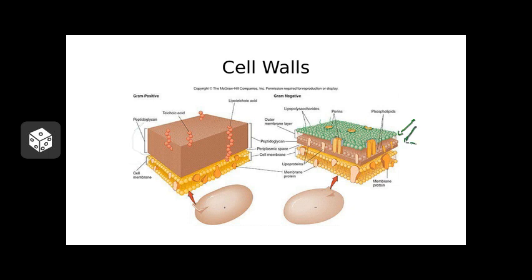So the complexity of these cell walls is part of what helps prokaryotic cells protect themselves, and again, it's part of what makes these guys really, really hard to kill. If you want to get rid of bacterial infections or control them, you have to know a lot about their cell walls and how they work.